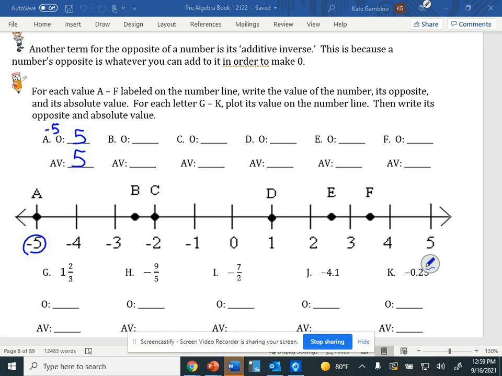All right. Look at B. Where is B on our number line? -2.5. So what's its opposite going to be? 2.5. What's the absolute value? See how that's working? All right, I'm going to stop recording then, because I think we've got it.